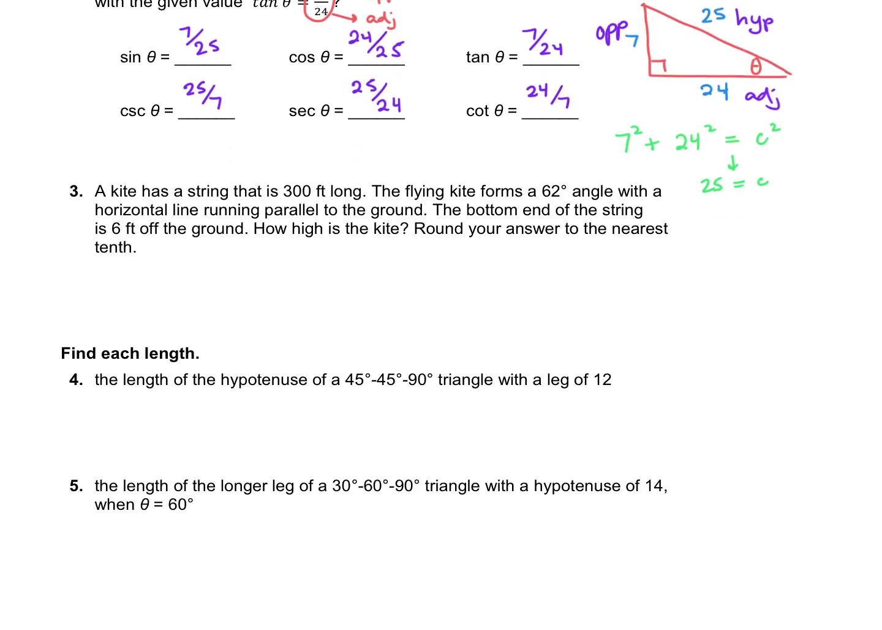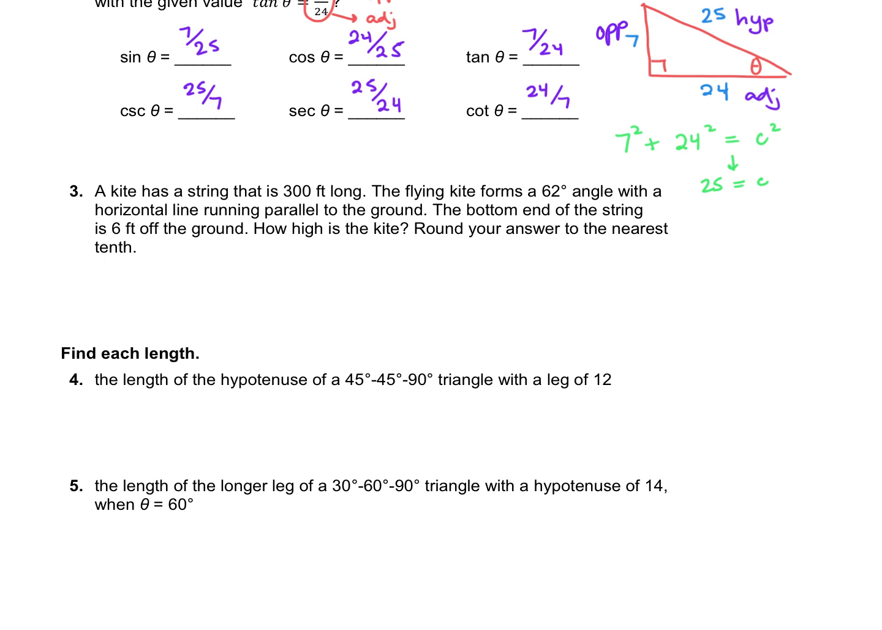All right, number 3. A kite has a string that is 300 feet long. The flying kite forms a 62-degree angle with a horizontal line running parallel to the ground. The bottom end of the string is 6 feet off the ground. How high is the kite? Round your answer to the nearest tenth.